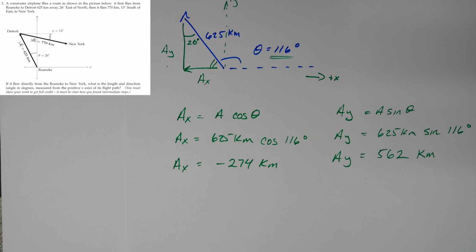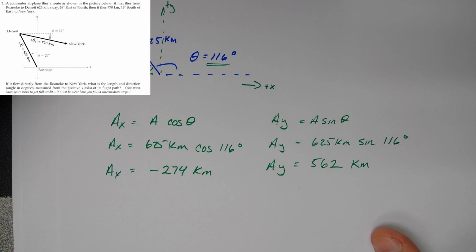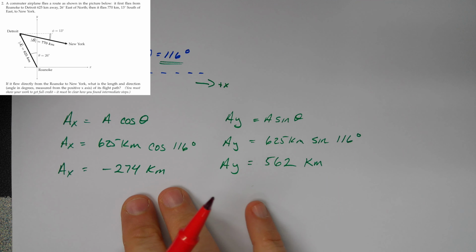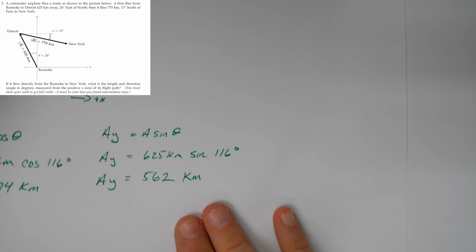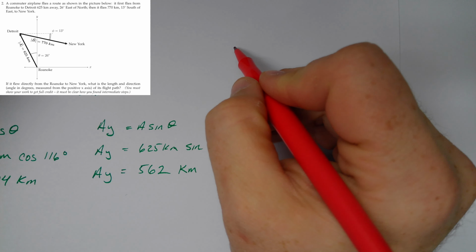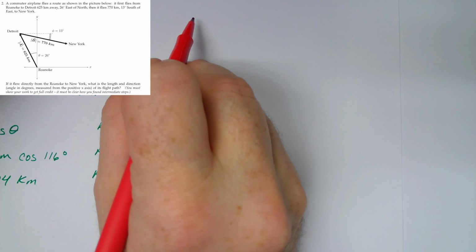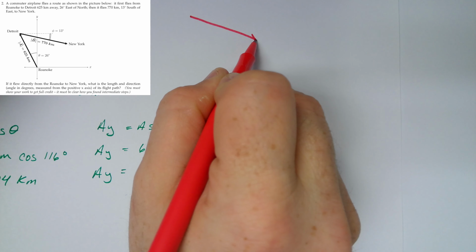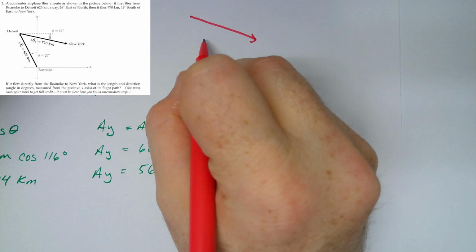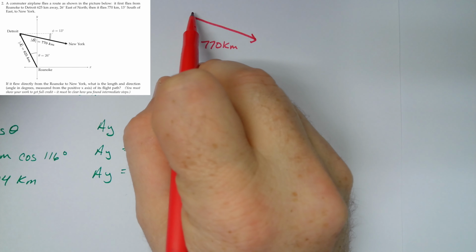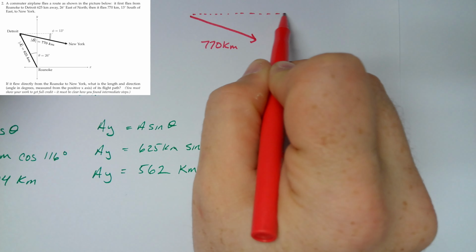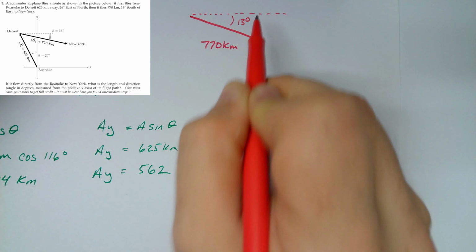Now we need to get B. B is the flight to New York, which actually is kind of a bit south from Detroit. So we want to remember we have these, and we want to get a new drawing. This is going to be our vector going this way, not to scale. This is a longer flight. It's 770 kilometers. It goes just below the x-axis, 13 degrees.